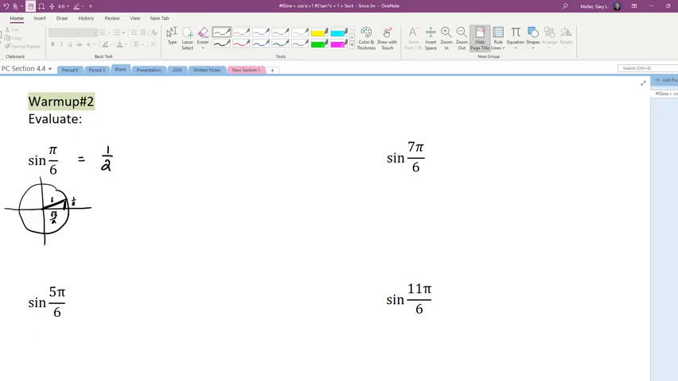All right, so then 7 pi over 6, I'll go across here. That, of course, is the same exact angle, but now we're sitting over here in quadrant number 3. So we have the same y value of 1/2, but now it's negative 1/2.